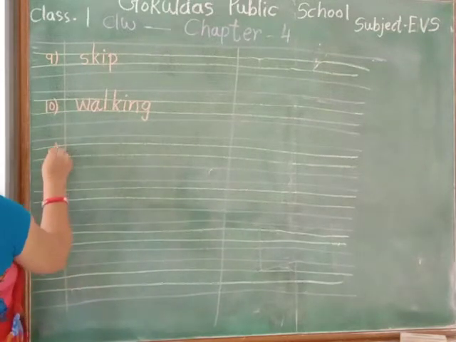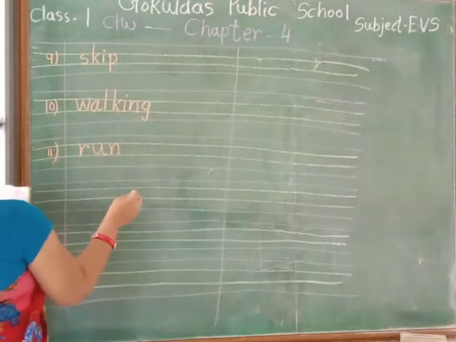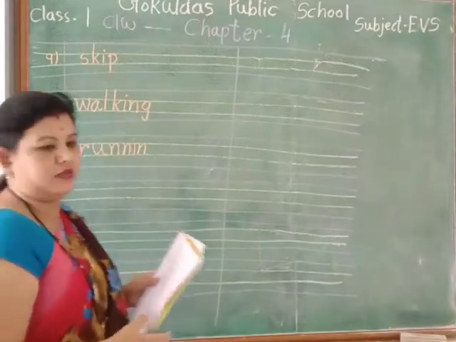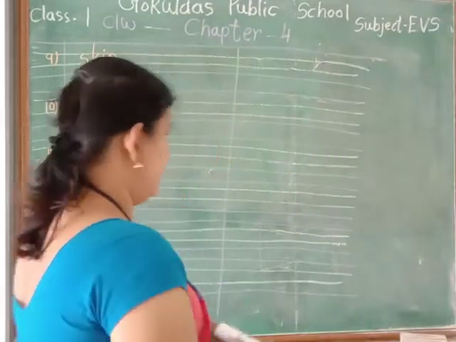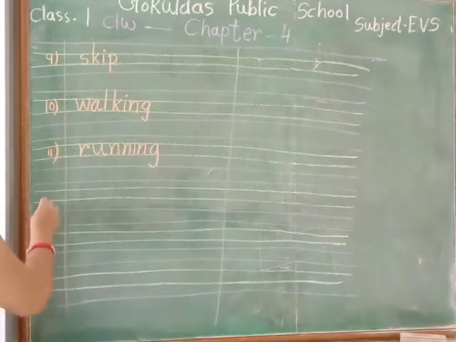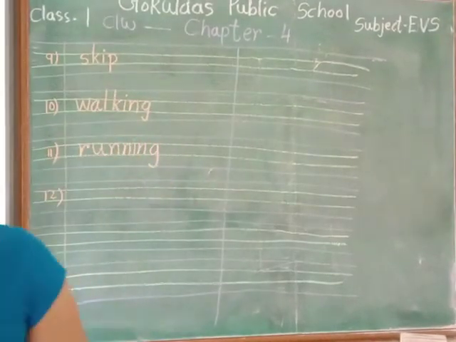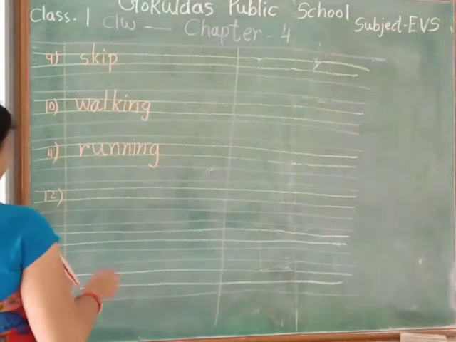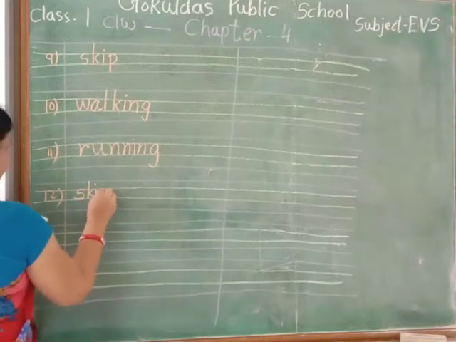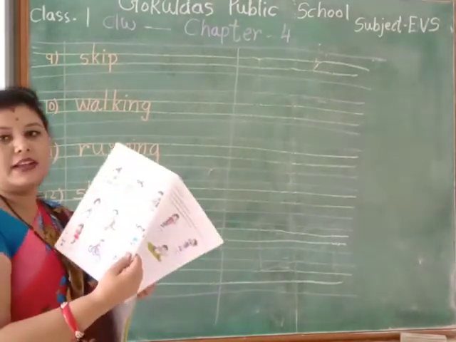Write number 11. Write your running. R-U-N, one more N, N-G, running. Next, number 12. Well done, the spelling of skipping. S-K-I, double P, I-N-G. Skipping means jumping, like jumping rope.